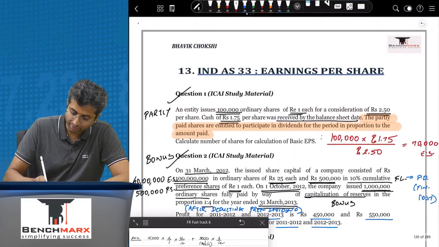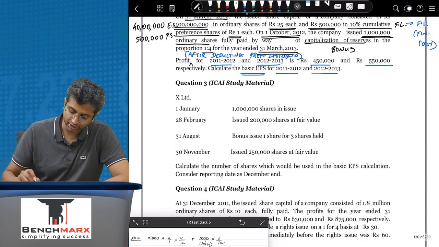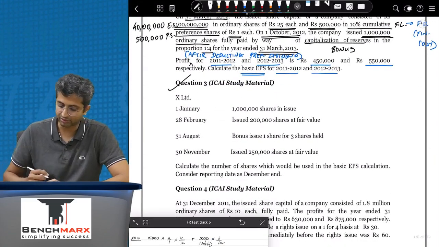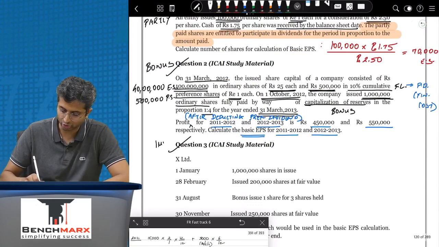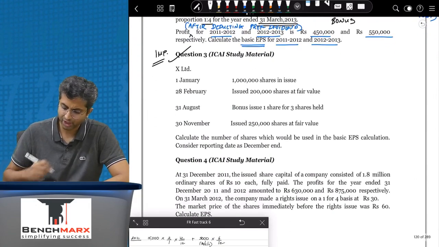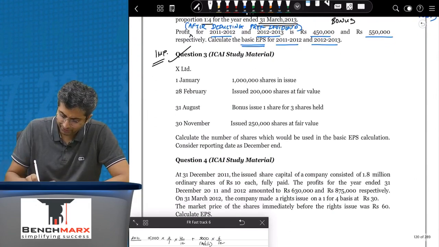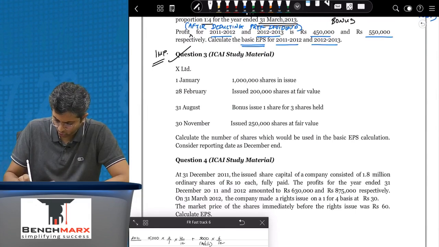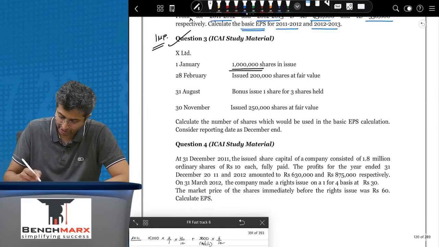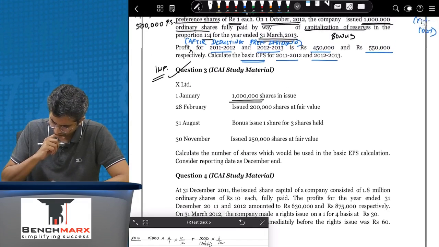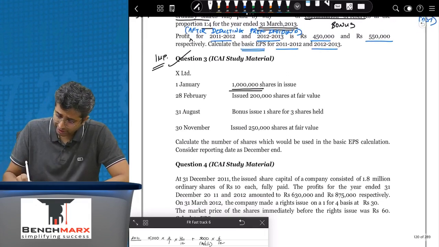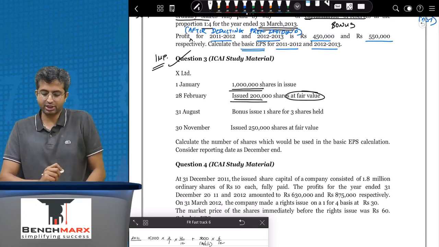Question number 3 you will mark as important, so you will write 0.3. So let us find the working in question number 3. This is something that you should revise. Question number 3. X Limited on 1st of January has 10 lakh shares in issue. On 28th February, that is 2 months later, it has issued 2 lakh shares. This is at fair value, which means it is for consideration.